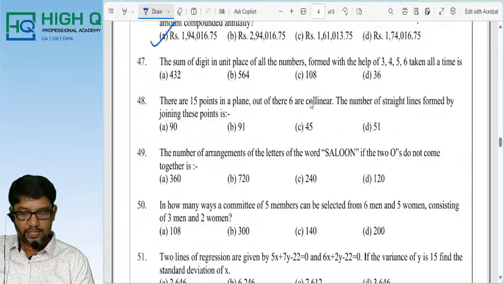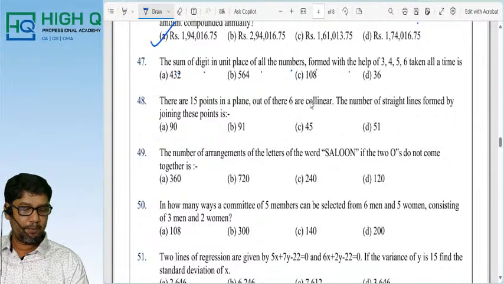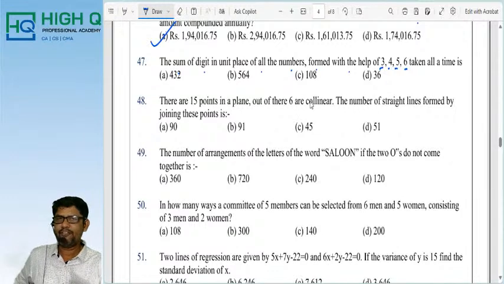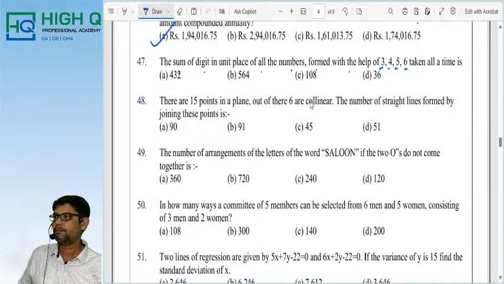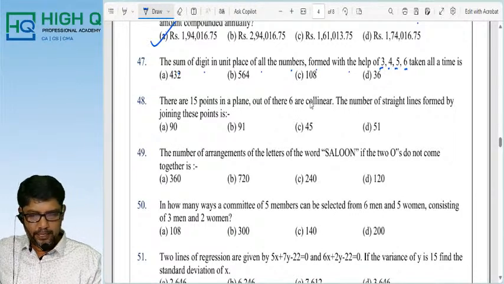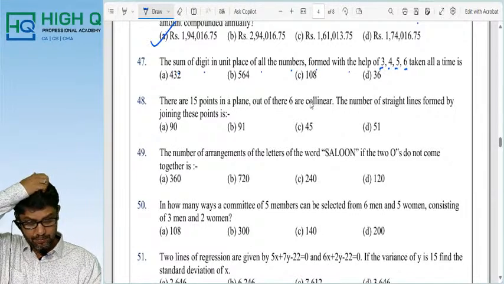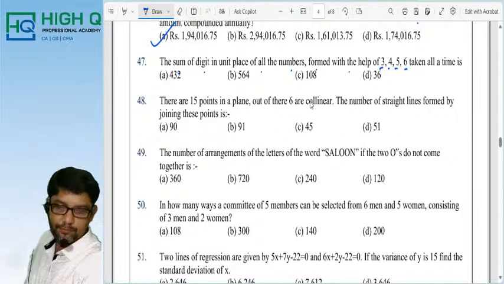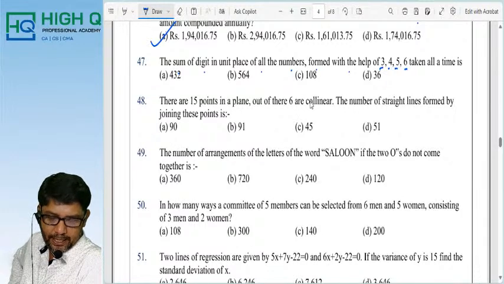Now, sum of digits in the units place of all the numbers formed with the help of 3, 4, 5, 6. Can you please tell me what the answer is? I feel that this is, can you please get the answer, my dear? Get me the answer. MRP, get the answer for 47. Fast, make it fast. Okay, MRP, get the answer fast.